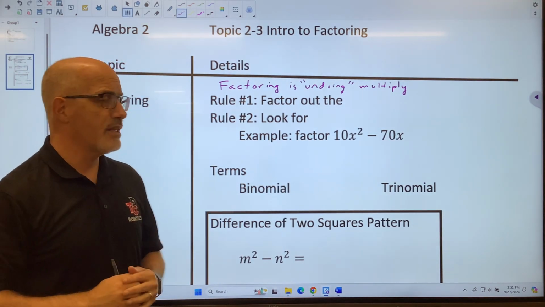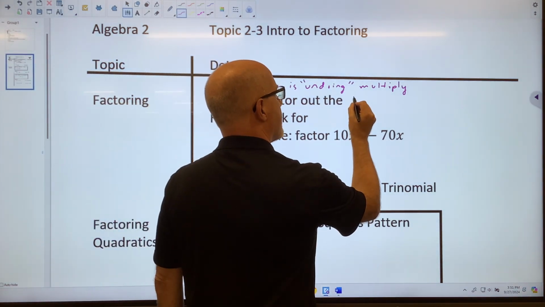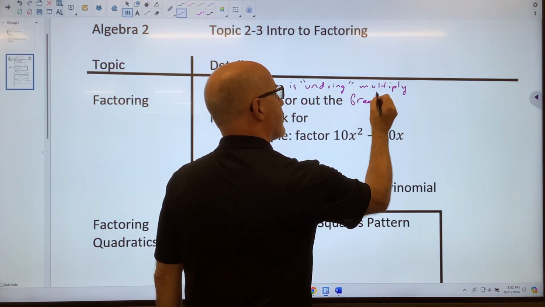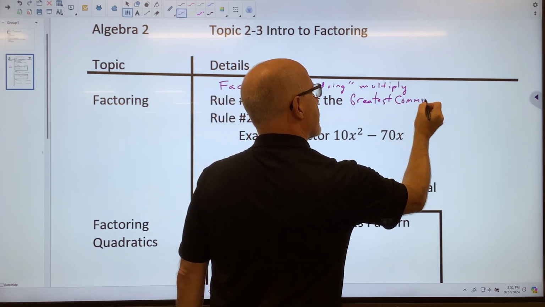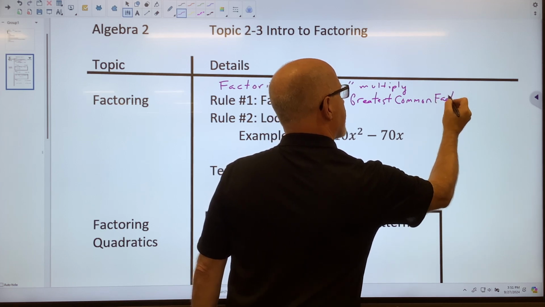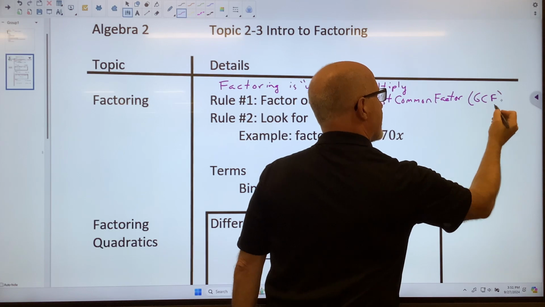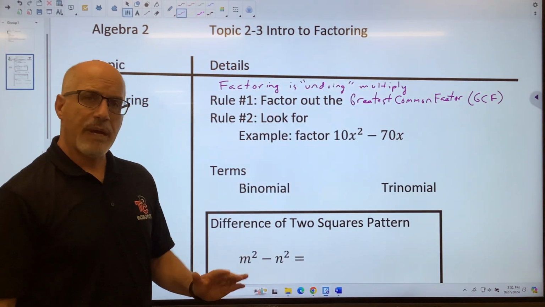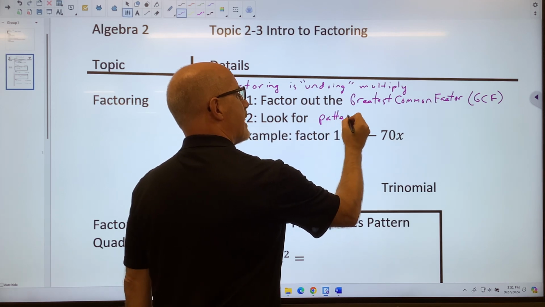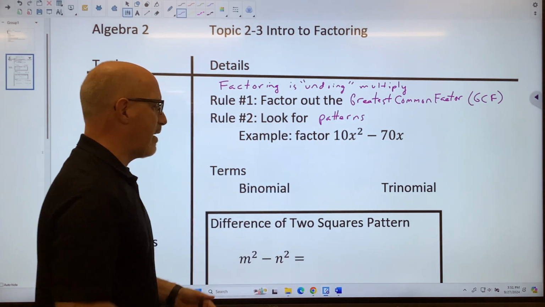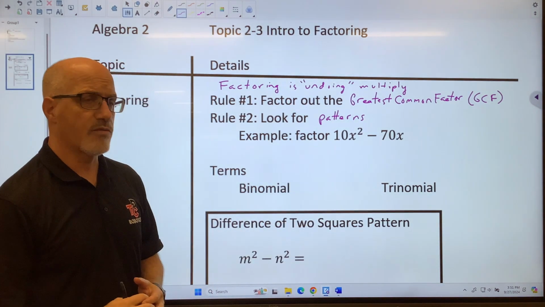There's a couple rules we need to follow. The first rule, rule number one, is to factor out the greatest common factor. It's often referred to as the GCF. Second, you want to look for patterns. And what I want to do today is talk about two of those patterns: the pattern where we have binomials, and a pattern where we have trinomials with a leading coefficient of 1.